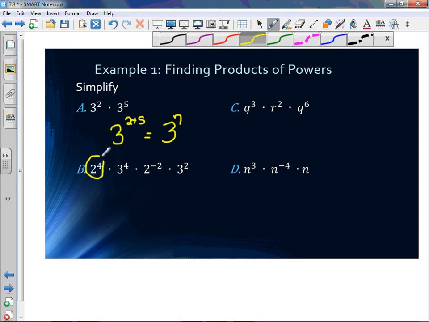For B, we have 2 different bases. We have 2's and 3's. So I'm going to circle the 2's and leave the 3's not circled. You can't combine different bases. So for the 2, I do 4 plus -2, which is 2. And then I still have times 3, and I add those exponents together. 4 plus -2 is 2. So my final answer, 2 squared times 3 squared.